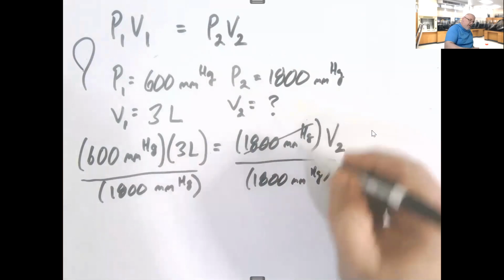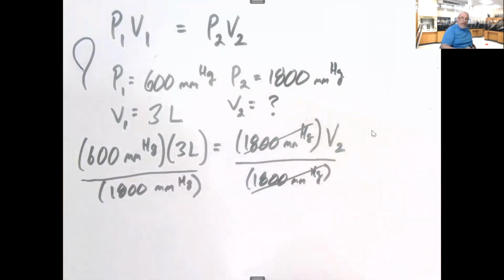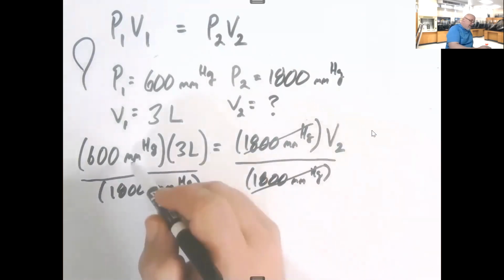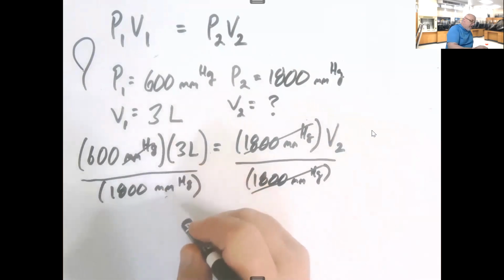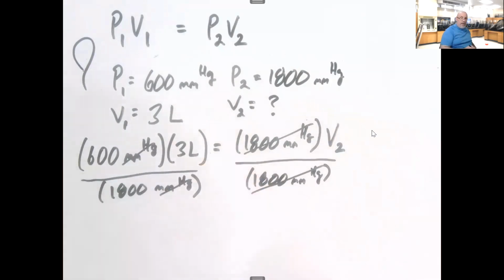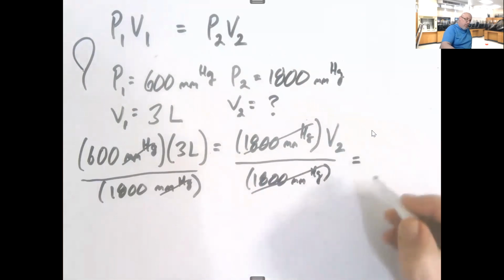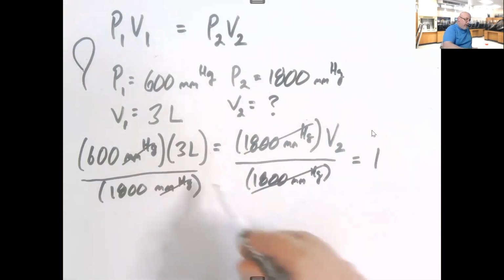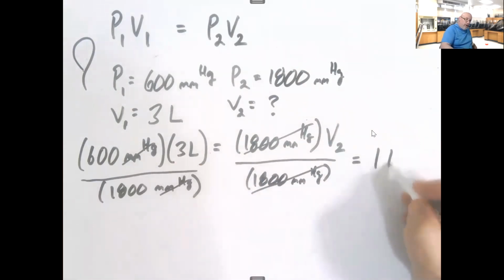So of course, these two things completely cancel out. And less obviously, the millimeters of mercury cancel out. We have something cute here. 600 times 3 on the top is 1800 liters. And here on the bottom, we've got 1800, right? So 1800 divided by 1800, the whole thing's just going to be equal to 1. 1 what? The answer is 1 liter, because that's the unit that wasn't canceled.